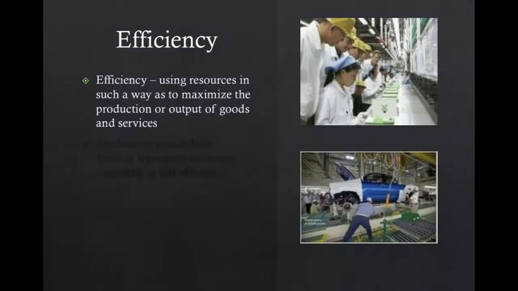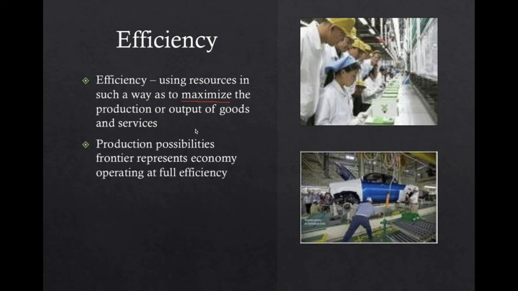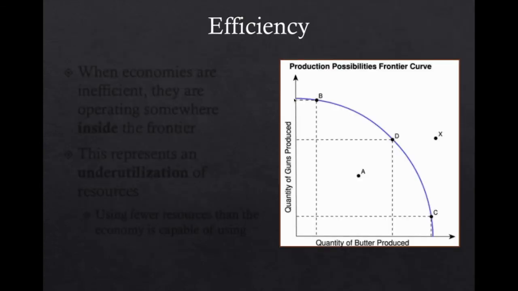Efficiency is important because if you're going to maximize your production, that means nothing's going to waste. Nothing is being unutilized. And you are outputting as much of those goods and services that you can. The frontier represents that, and that means that anything along the line, this is your frontier, that line is efficient. So you want to aim for that.